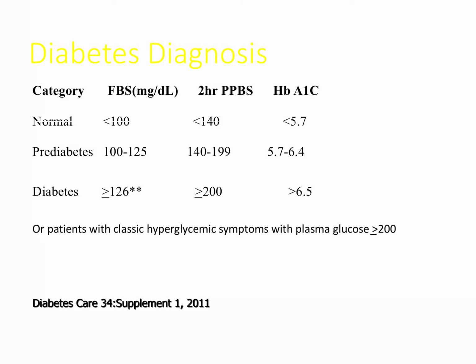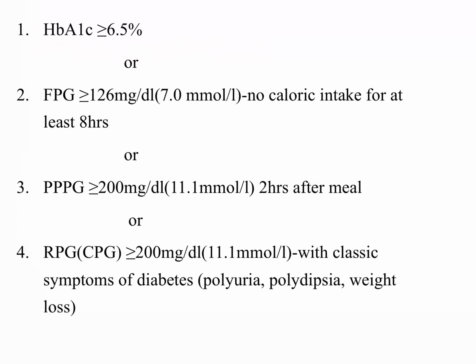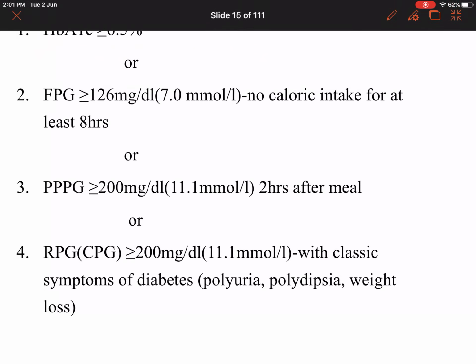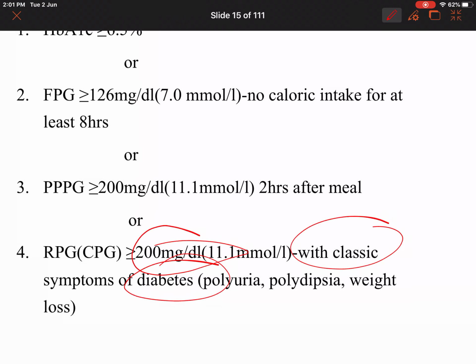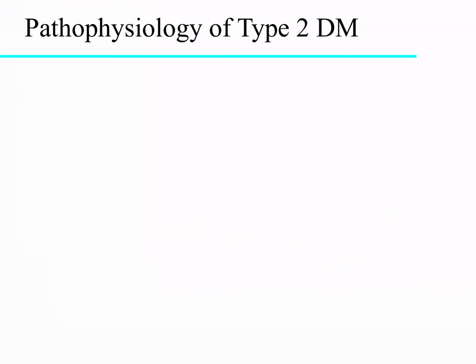If we consider RBS, random blood sugar, at any point of time, if the blood sugar level is more than 200 milligrams, along with classical signs and symptoms of diabetes, then the patient can be considered as a diabetic. So, what are our diagnostic criteria?